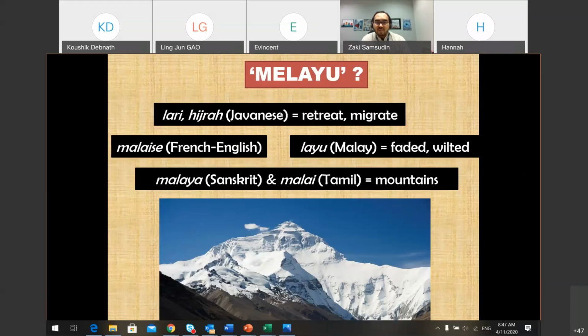The first one over here is from the Javanese word Malayu, I think, right? But in the Javanese language, it means to run or to migrate or to retreat. So why is it that the Malay people are described probably as people who retreat and migrate a lot? Simply because that's what we used to do in the past. We migrate a lot from one place to another.